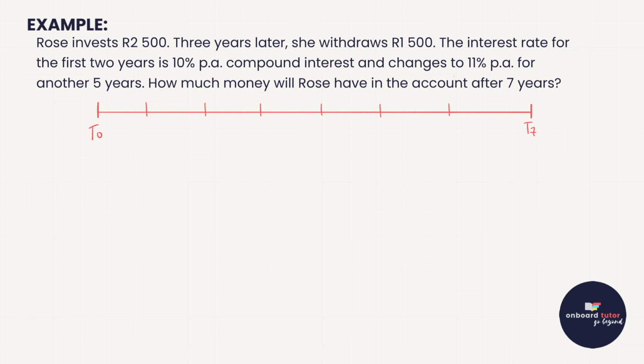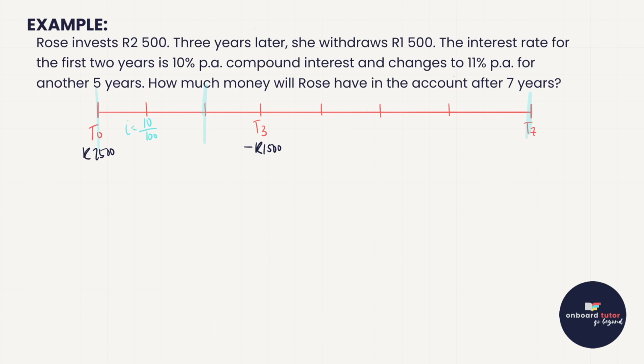So at T0, she is going to be investing the 2,500 Rand. Then 3 years later, so that's T1, T2, T3, she is going to withdraw some of that money, so minus 1,500 Rand. Then we've got an interest rate to deal with. So the interest rate is something for the first 2 years and then something else for the remaining 5 years. So for the first 2 years, we've got an interest rate of 10% per annum.